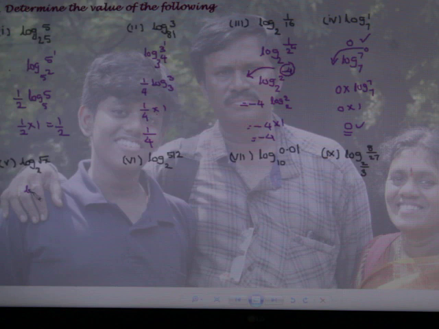Now, log root x is nothing but x power 1 by 2, base x. This is log a power m, so the power becomes the multiplier: 1 by 2 log x base x. Log x base x is 1, so that is 1 by 2.